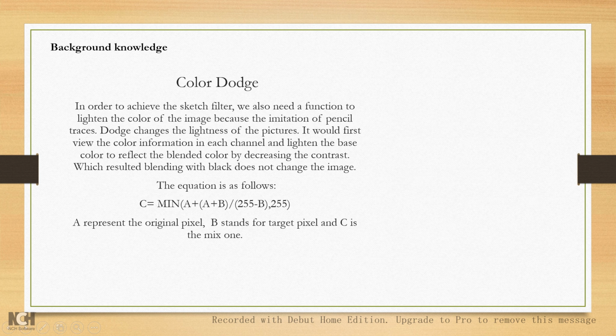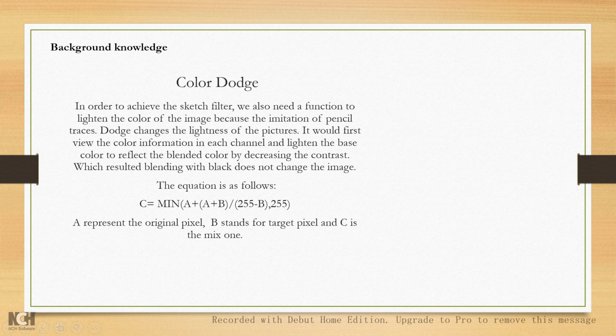So the last term is color dodge. In order to achieve the sketch filter, we also need a function to lighten the color of the image because of the imitation of pencil traces. Dodge changes the brightness of a picture. We would first view the color information in each channel and lighten the base color to reflect the blend color by decreasing the contrast, which will also result in blending with black not changing the image. The equation is as follows.